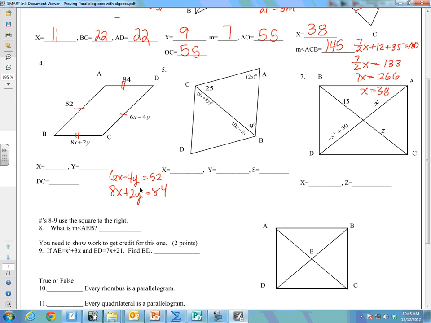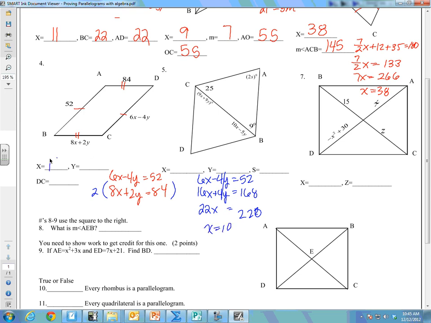I'm going to cancel out the y's, so I need to change this bottom equation, multiply everything by 2, so my y's will be opposite coefficients. The top equation doesn't change. I'll rewrite that as 6x minus 4y is equal to 52. But the bottom equation, where I multiply everything by 2, gives me 16x plus 4y, and 84 times 2 is 168. I'll add straight down. I get 22x. The y's go away. This leaves me with 220. Divide by 22. x ends up being 10.